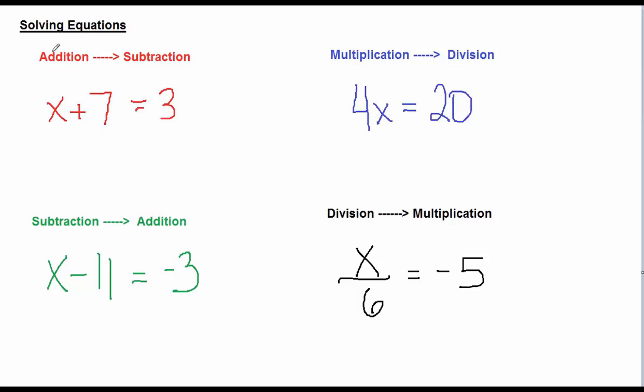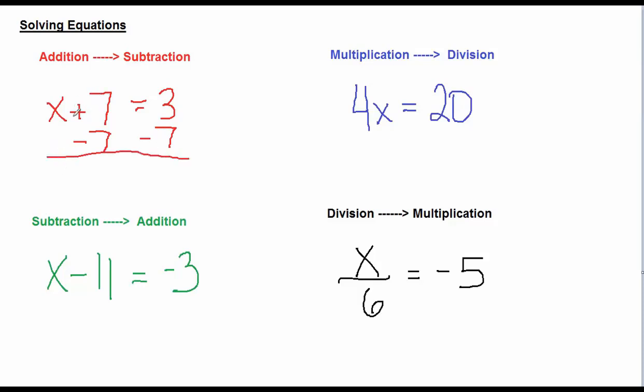Here we have x plus 7 equals 3. Now notice right now there is a plus 7 right here. Our goal will be to apply the law of opposites upon both sides of the equation to get the x by itself. Now we know that the opposite of plus 7, the opposite of addition, is subtraction. So to do the opposite of plus 7, we would minus 7 to both sides of the equation.